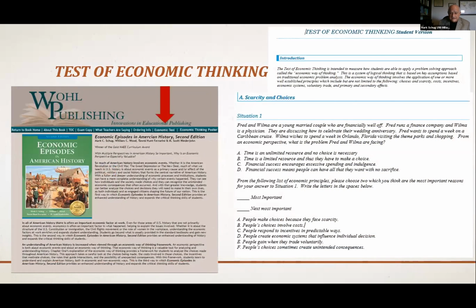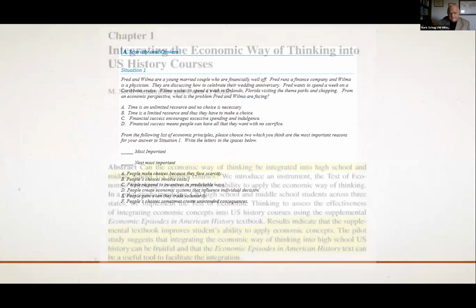And then there's also a test. So if you would like to do some research with your students, this is a test of economic thinking. You'll see it's kind of a different test. You get a situation. Fred and Wilma are a young married couple, and they are going to take a vacation. And so they have to get the multiple choice answer right, but then they have to link it to one of the economic principles. People make choices, people's choices involve costs. So it's a little more than your regular test. I think it's kind of interesting.